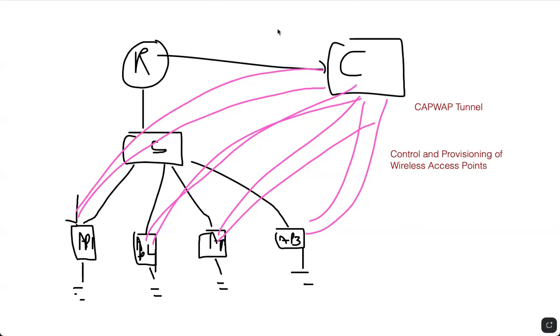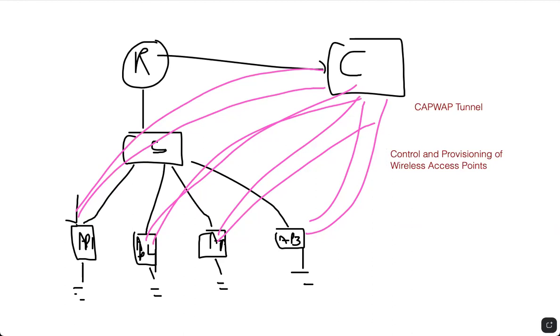So this access point forms a tunnel to the controller. Similarly this one, and similarly this one. So this controller is controlling and provisioning. Provisioning means pushing the configuration to the access points. That is why it's called a CAPWAP tunnel. That is how the access points will be able to get managed by the controller.